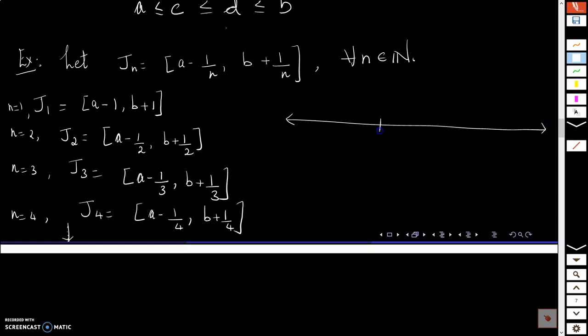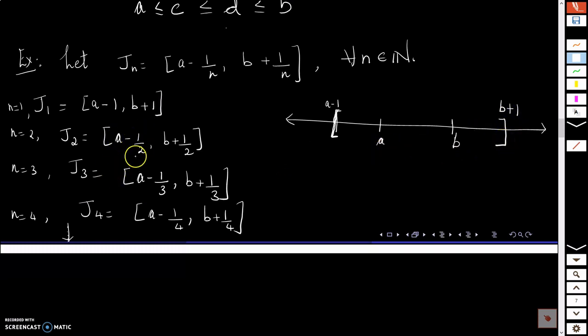So I have A here and I have B here. Let's assume that B is bigger than A. First, if I try to plot J1 on this number line, J1 is the closed interval [a minus 1, b plus 1]. So I have to subtract 1 from A, so let's say A minus 1 is coming here, and I have to add 1 to B, so I get B plus 1 somewhere here. So this is J1 that I have marked now, the closed interval, the bigger one.